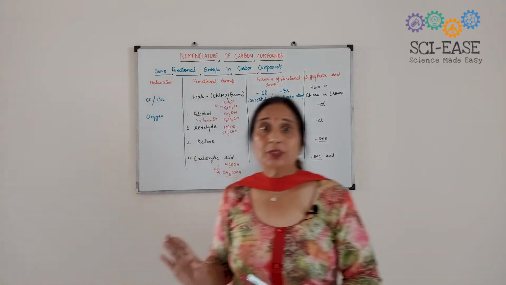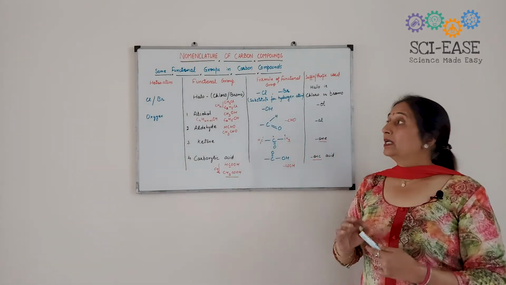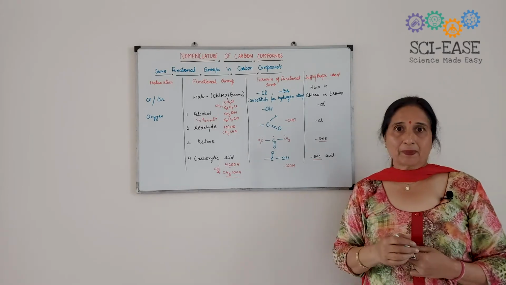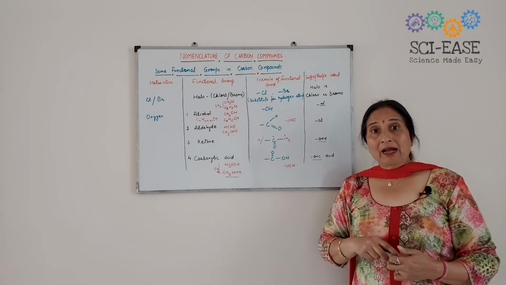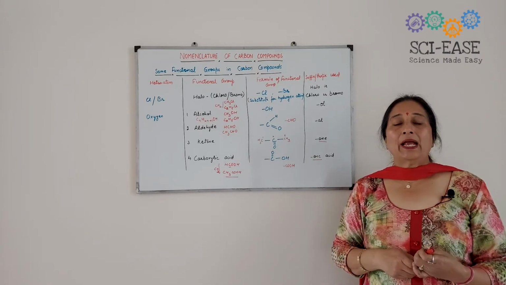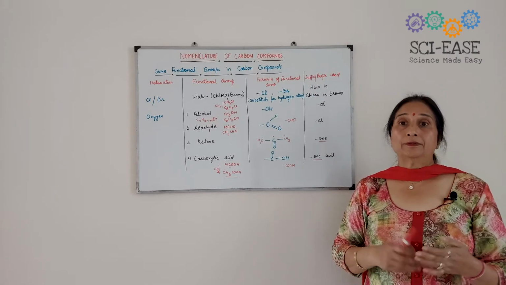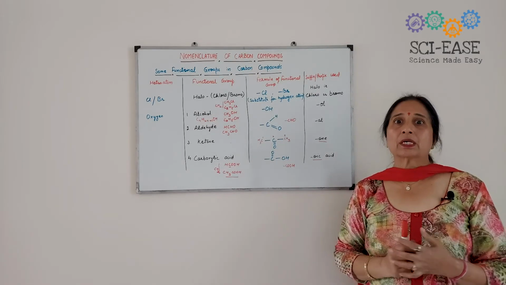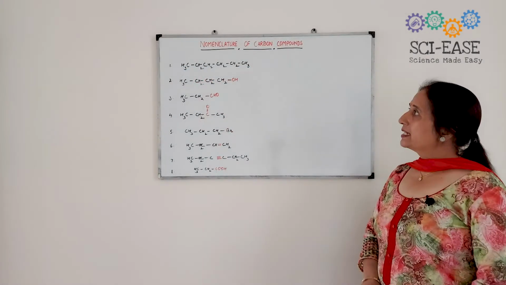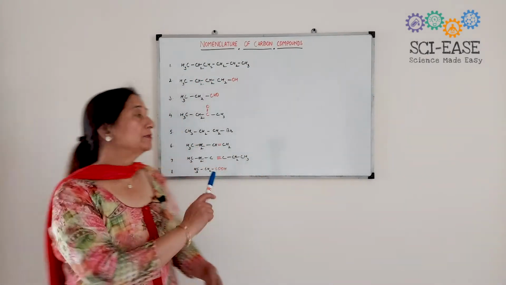And I have told you about the functional groups and how we are to name them. I will tell you some simple examples and how to count the carbon chain. The first example is this.